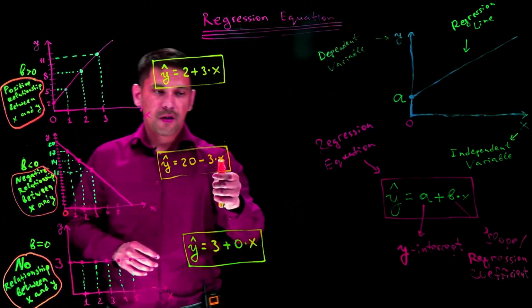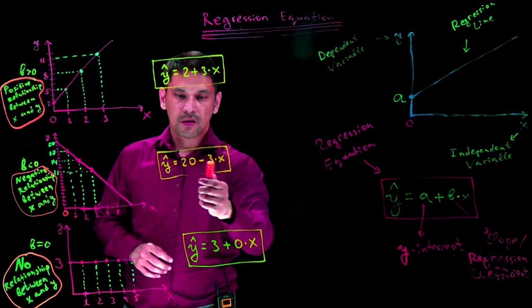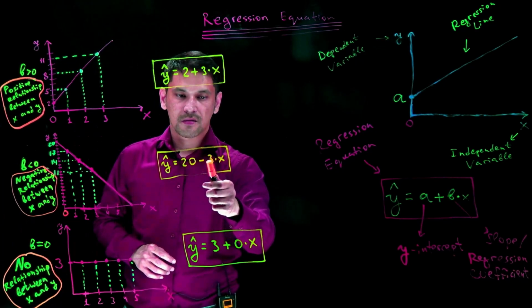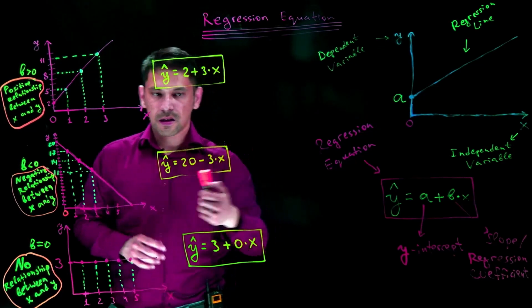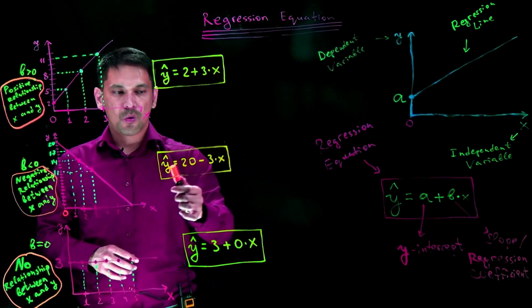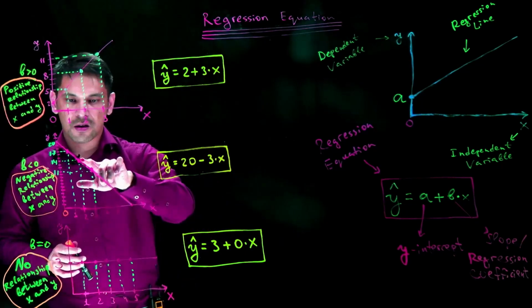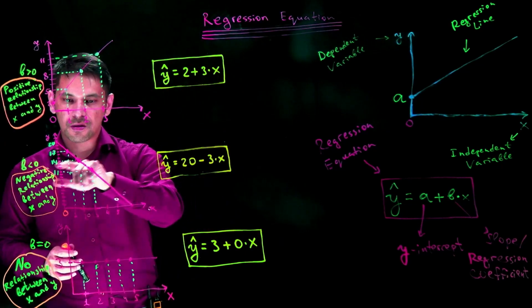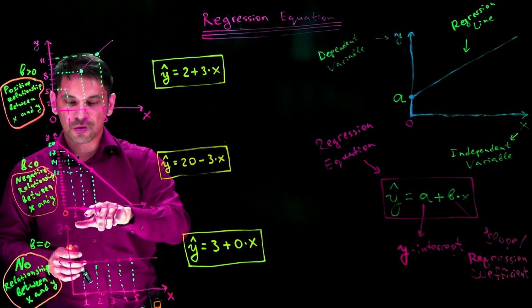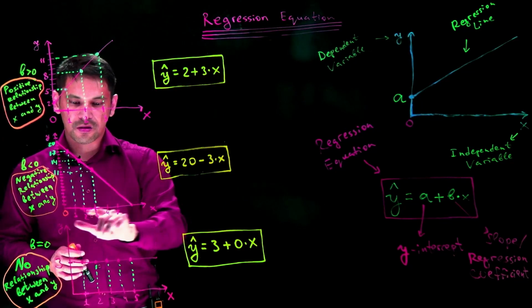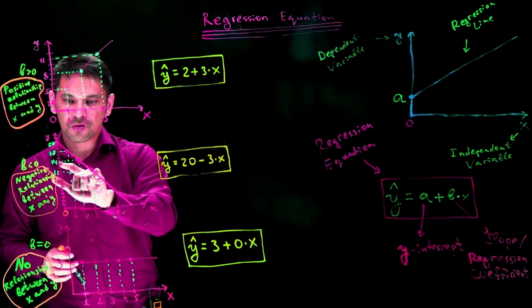Now, what if x is equal to 2? Well, in this case, y is going to equal 20 minus 3 times 2, which is 14. That means when x is 2, y is 14. This dot has a y value of 14 and an x value of 2. So this line is showing me that when x is equal to 2, y is equal to 14.